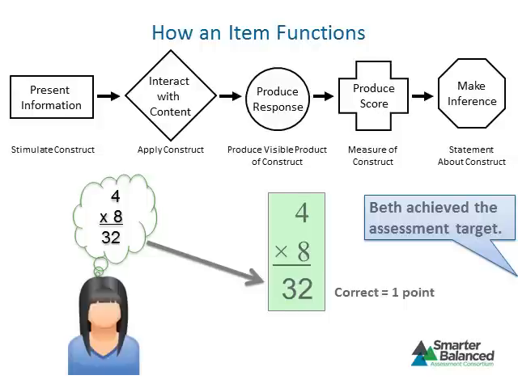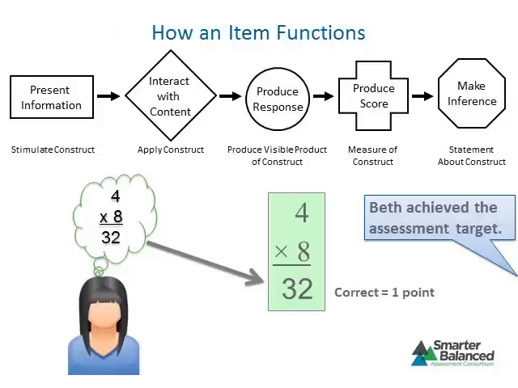Through these 5 steps, items allow an assessment to stimulate the knowledge, skill, or ability that is the target of assessment for each student, to obtain evidence about the extent to which the student is able to apply the knowledge, skill, or ability to solve problems presented to them, and ultimately allow claims to be made about the student's mastery of the targeted knowledge, skill, or ability.